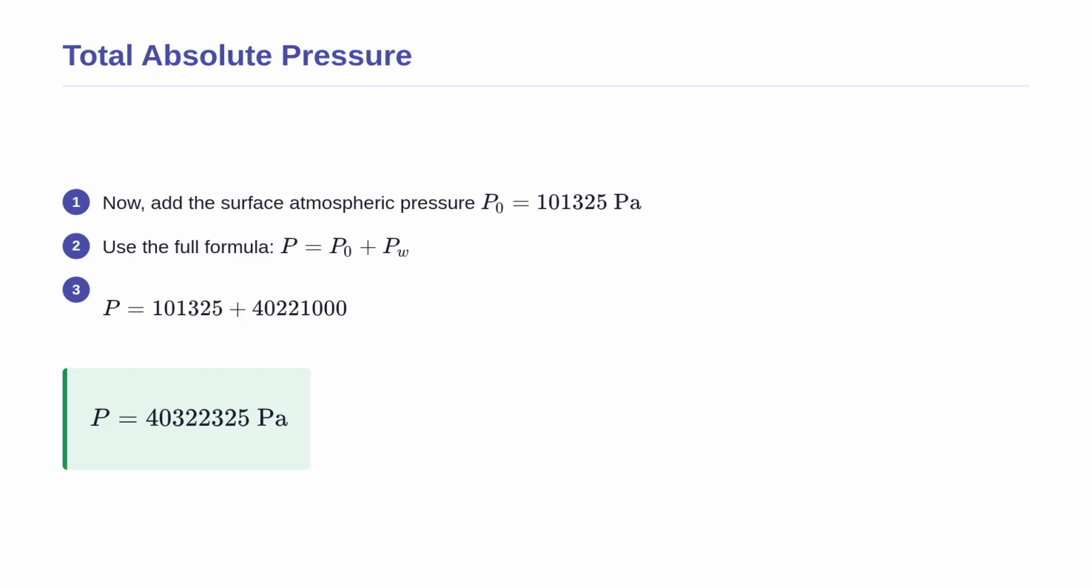40,322,325 pascals. Physically, this means that every square meter of the crab's shell is supporting over 40 million newtons of force. This is roughly 398 times greater than the pressure we feel at sea level. It perfectly demonstrates why these organisms need highly specialized, pressure-resistant physiology to survive.